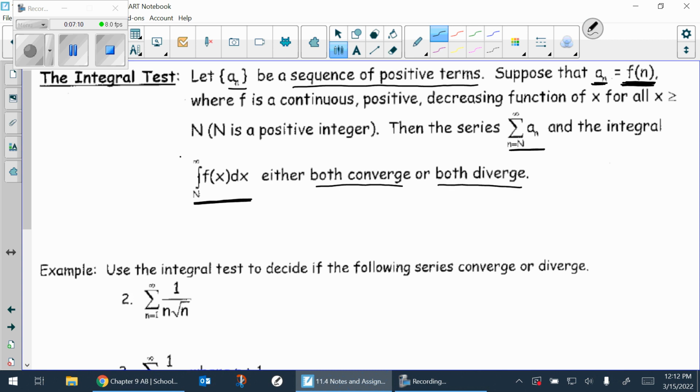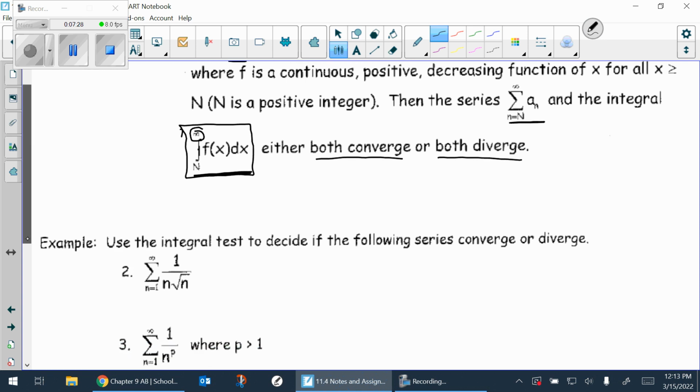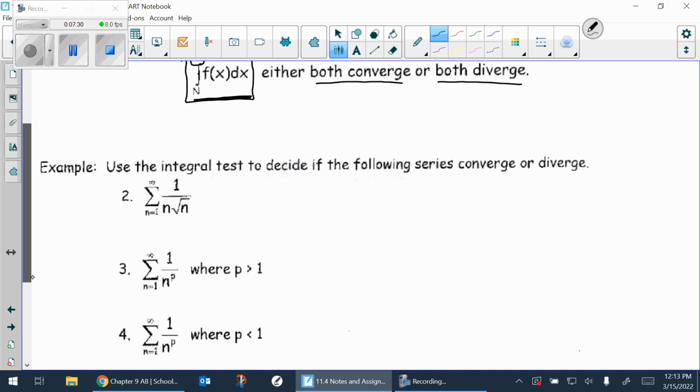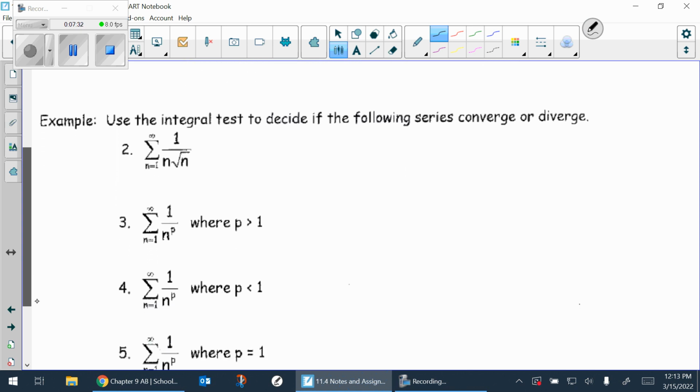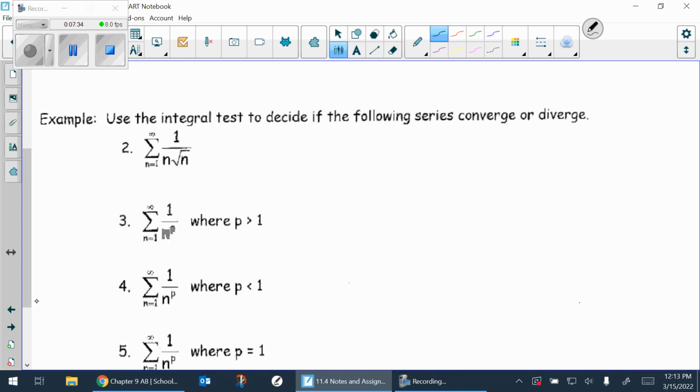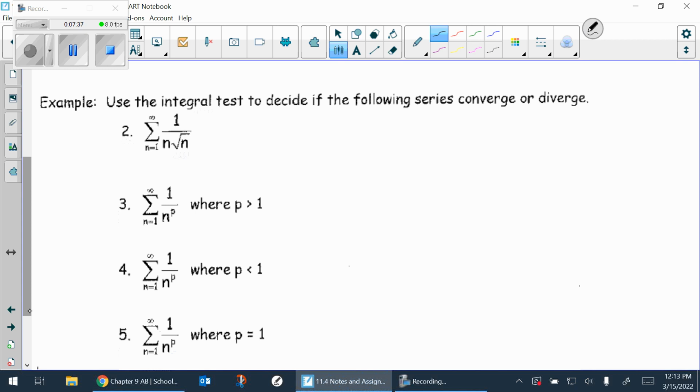We have talked about integrals converging and diverging when we talked about improper integrals, and this is certainly improper because one of the limits is infinity or negative infinity. So let's take a look. Use the integral test to decide if the following series converge or diverge.